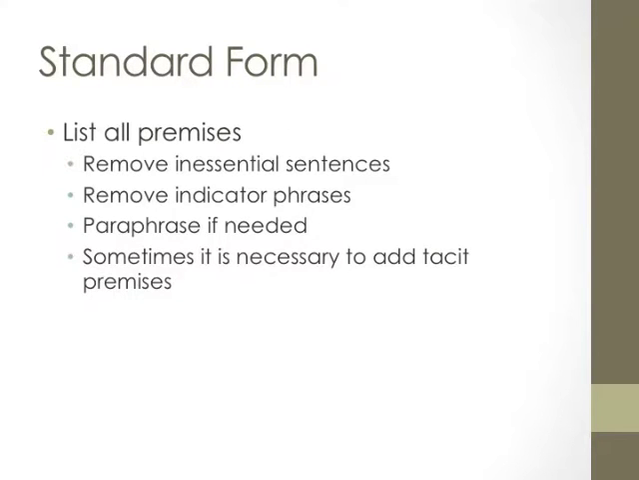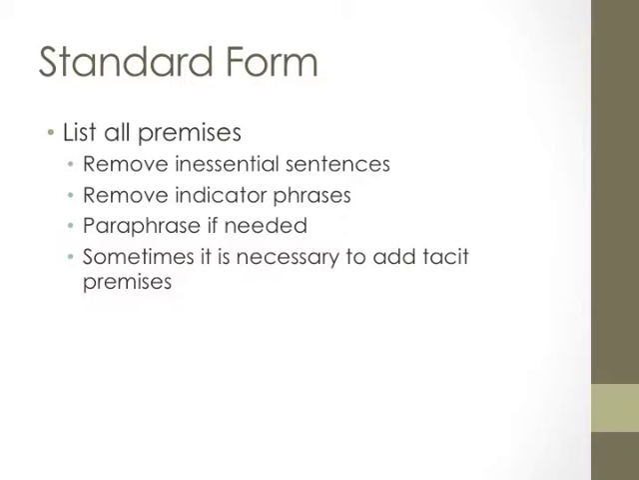When it comes to listing premises, there are a few things that we have to keep in mind. First, we have to remove the inessential sentences, right? There are some sentences in the exposition of arguments that don't add anything, that just add clutter, and so we can leave them out. Also, remember that there were some phrases that indicated the presence of conclusions or of premises. Well, those can also be left out. Also, you might need to paraphrase, that is, express the same thought but in other words, perhaps to make it shorter or to make it more understandable.